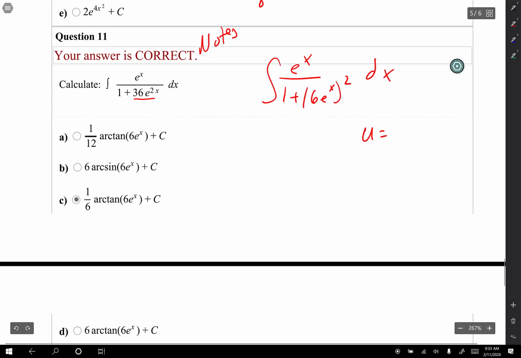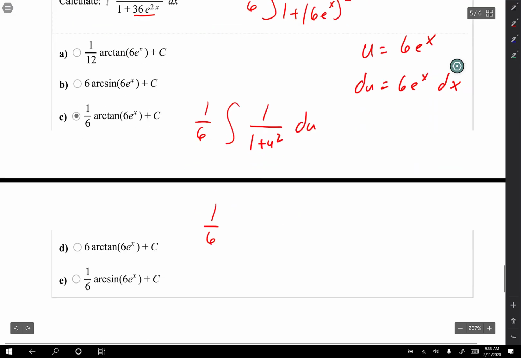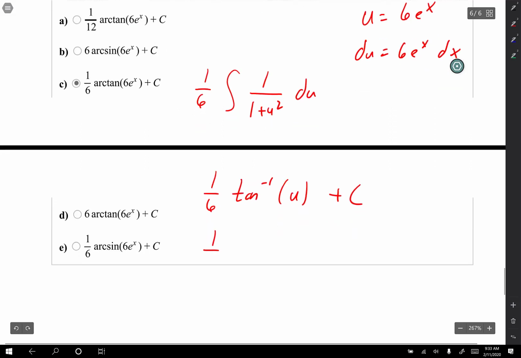So my u is going to be 6e to the x. du is 6e to the x dx. I don't have that. Put a 6. Put a 1/6. So now 1/6 integral 1 over 1 plus u squared du. That's arctan. So 1/6 arctan of u plus c. And then just plug back what u is. 1/6 arctan of 6e to the x plus c. And we look for that, guys.